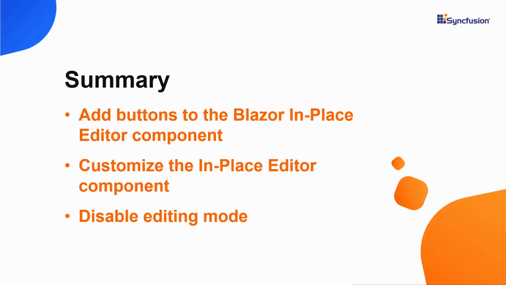In this video, we have seen how to customize the Blazor In-Place Editor component by setting different colors for input values and dotted lines below the value. We also saw how to add Save and Cancel buttons, hide them, and disable editing mode.